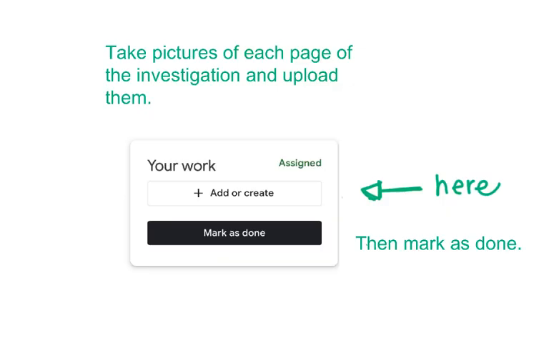Okay, so we have completed the investigation. I want you to take pictures of each page of the investigation that you've completed. Hopefully you've been able to complete it on the actual worksheet. If not, you've done it on a lined piece of paper. Take pictures of each page, upload it to the add or create button, and then once it has all been uploaded, you can mark as done.